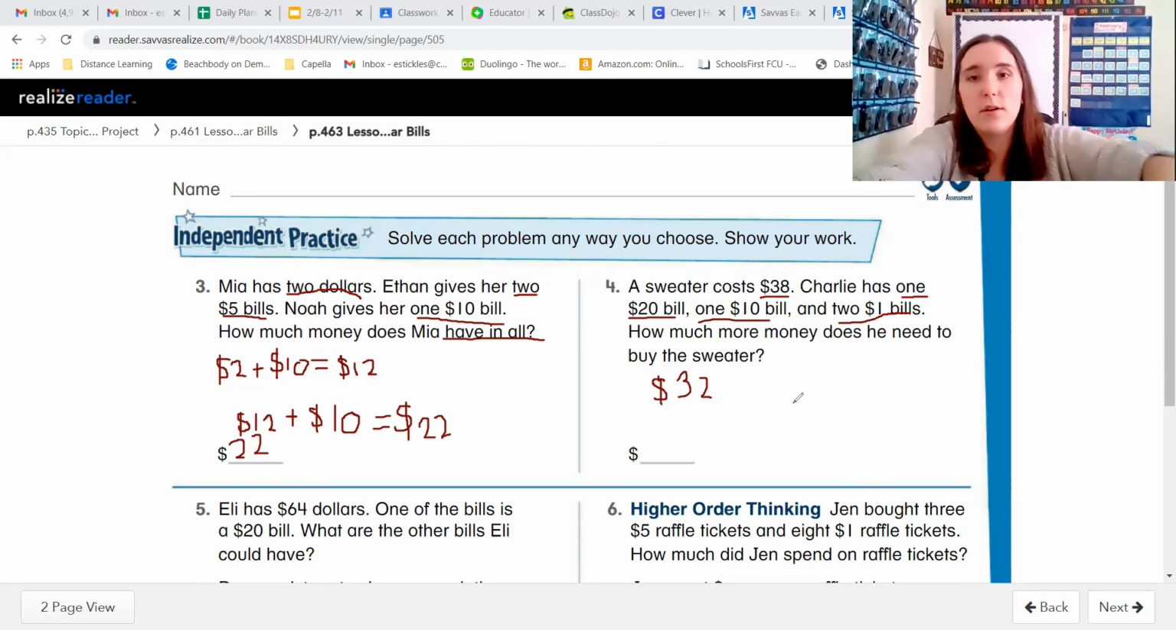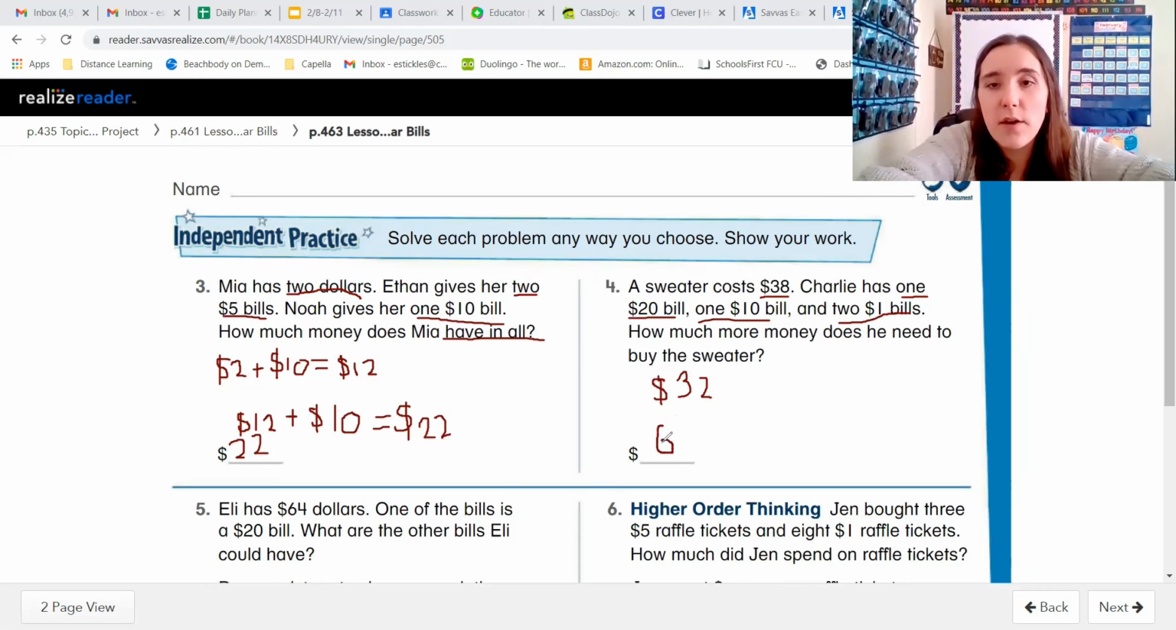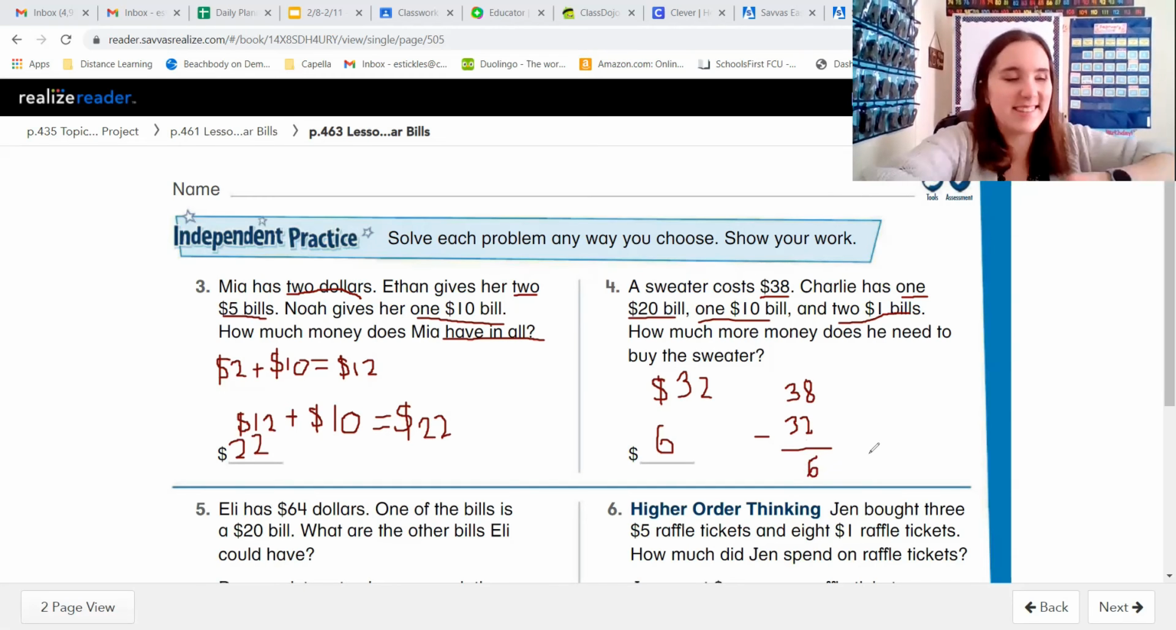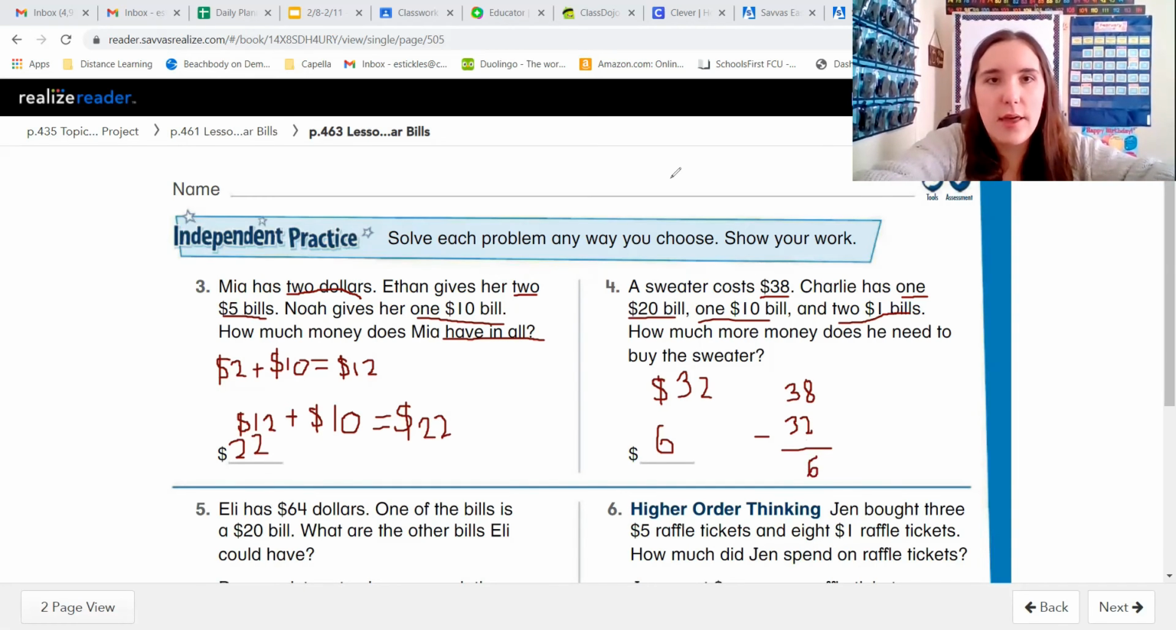He needs $6 more. An easy way to also solve that, you can set that up as a subtraction problem. So you can do $38 that he needs for the sweater minus the $32 that he has. 8 minus 2 equals 6, and 3 tens minus 3 tens is 0. So he would need $6 more. Easy peasy. Let's go down here and do number 6 together.